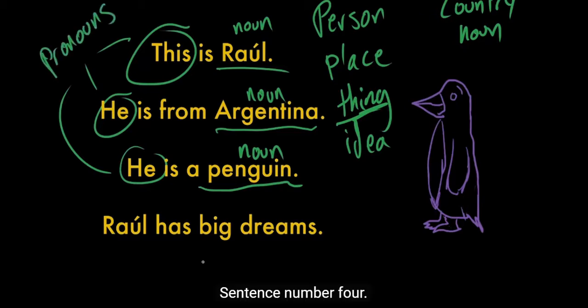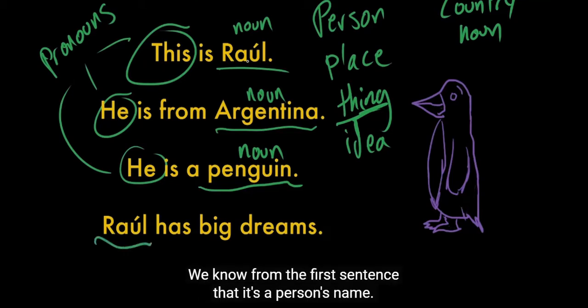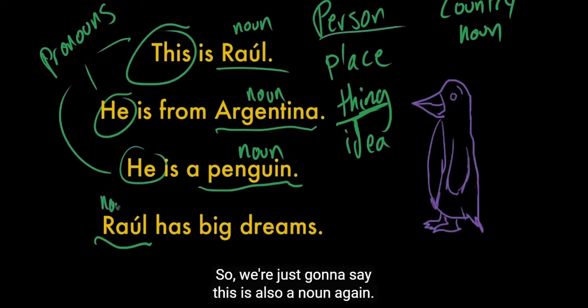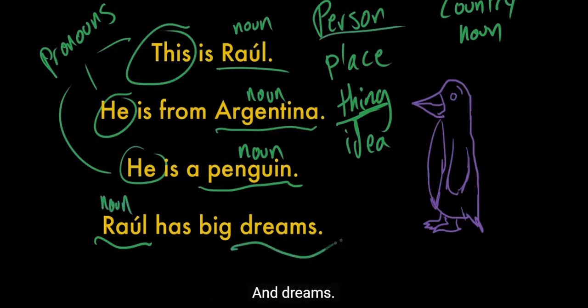Sentence number 4, Raul has big dreams. So here we have Raul again. We know from the first sentence that it's a person's name, so we're just going to say this is also a noun again. And dreams. Now, dream isn't a person or a place. It's a thing, sure.